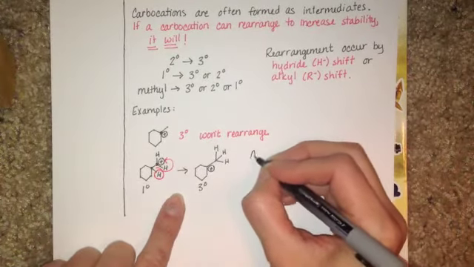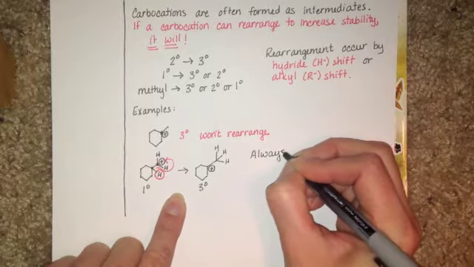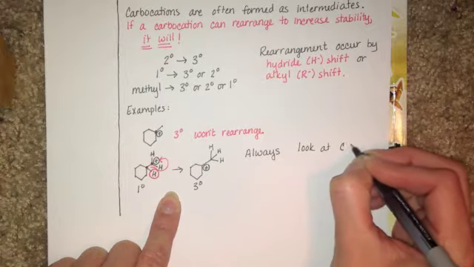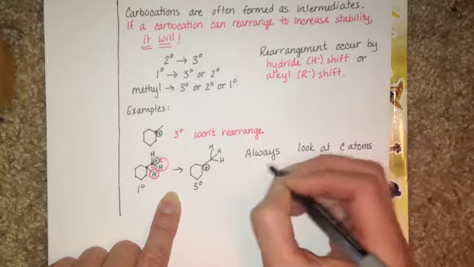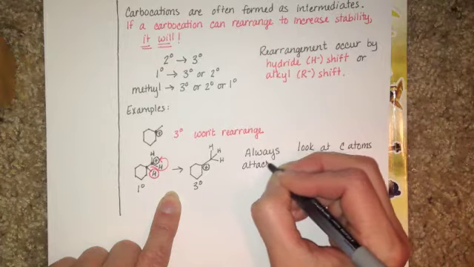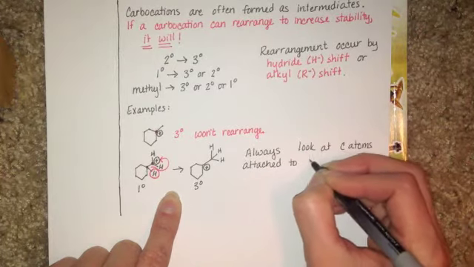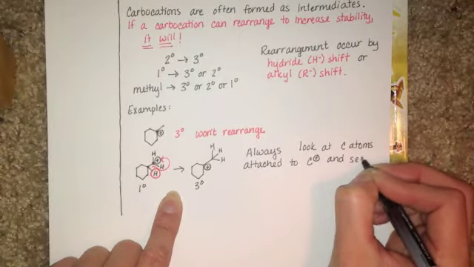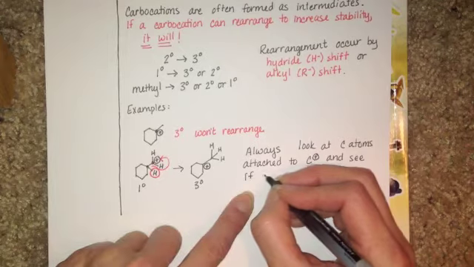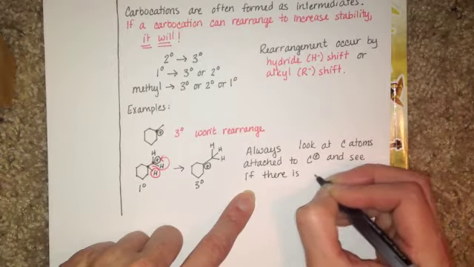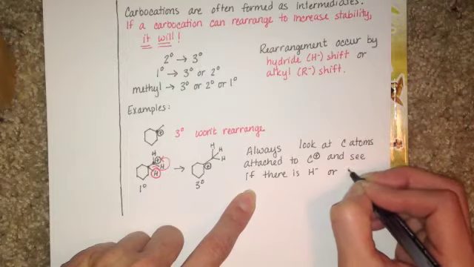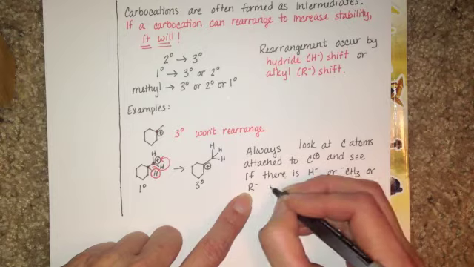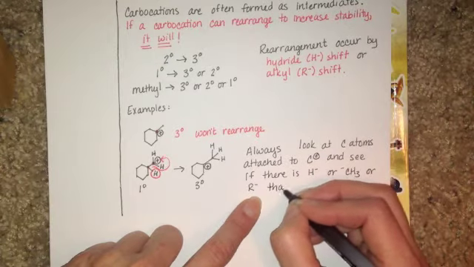So again, what you want to do is, when you're trying to rearrange, always look at the carbon atoms that are attached to the carbon atom with the positive charge and see if there is a hydrogen or an alkyl group. A lot of times it's methyl groups or some other alkyl group that can move.